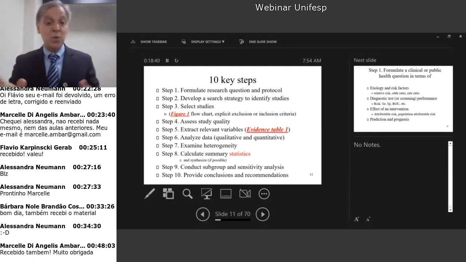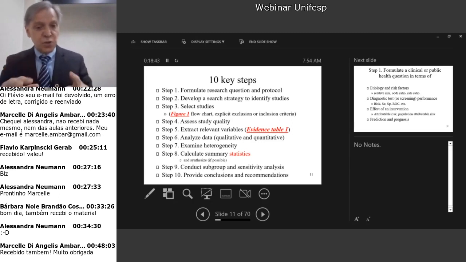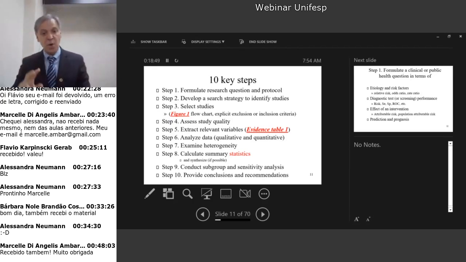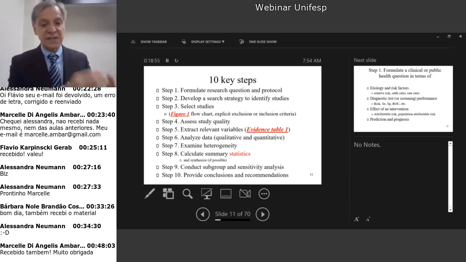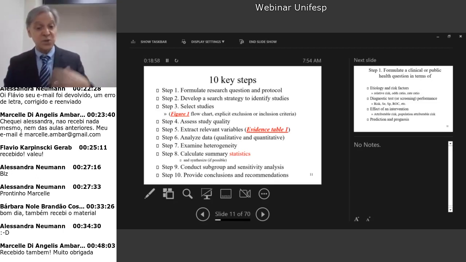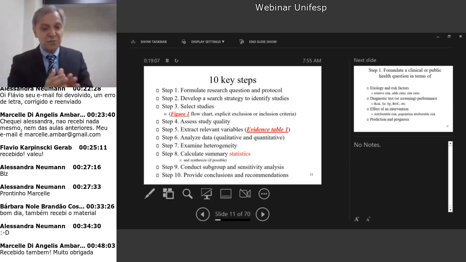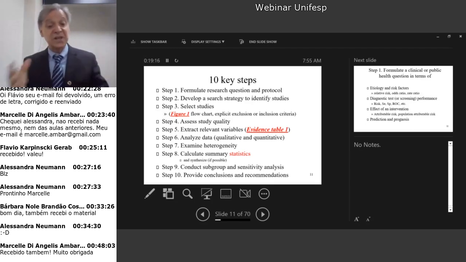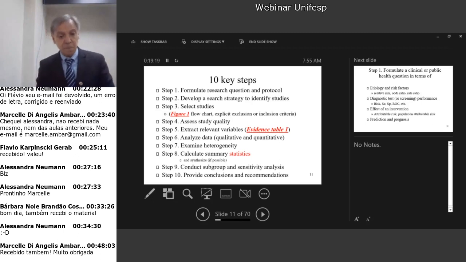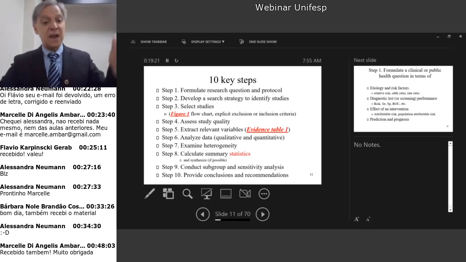Assess study quality. There are many ways to assess it. I'm going to show some relevant ways. Extract relevant variables. It's called an evidence table, table 1. We're going to show examples of that. Analyze the data qualitatively and quantitatively. Examine heterogeneity. I'm going to explain what heterogeneity is. Calculate summary statistics across all the different studies, trying to find the truth among them. It's almost like taking the mean of the mean of the mean. Conduct subgroup and sensitivity analysis to make sure this is robust. Provide conclusions and recommendations.